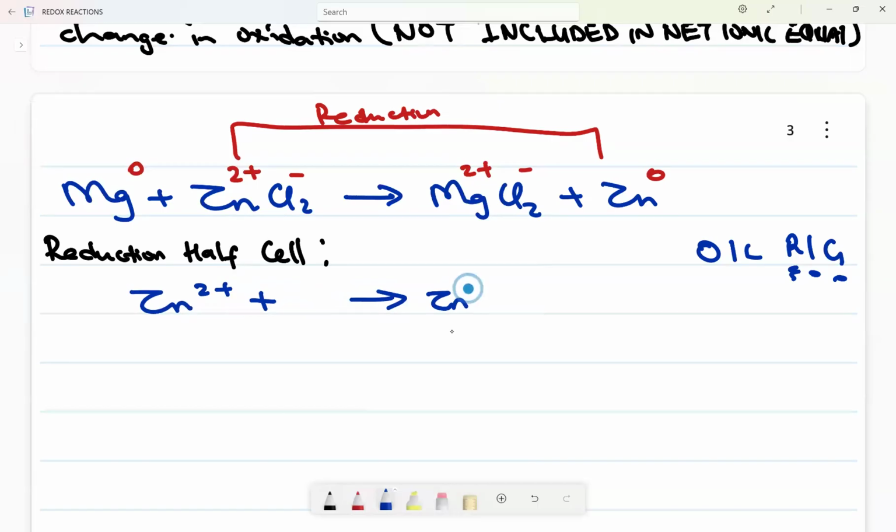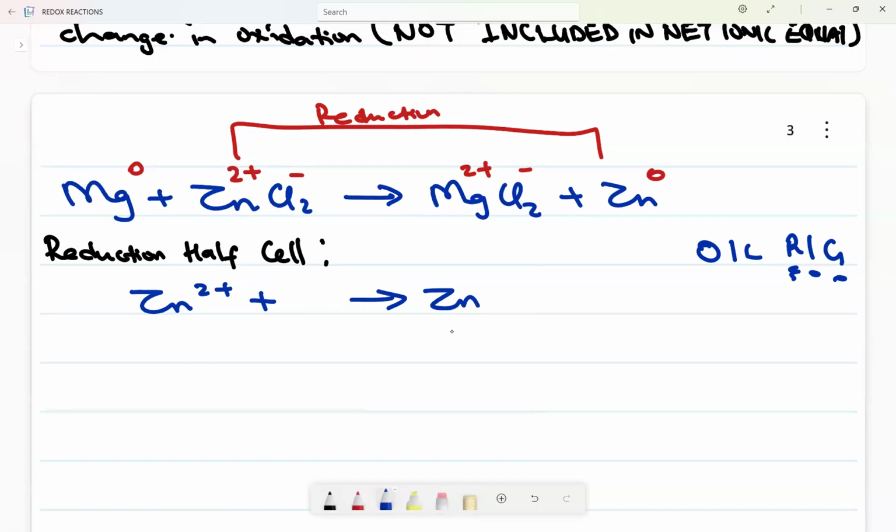Actually, just say zinc 2 plus gained electrons. Which one gained electrons, guys? It is this one. You always start like this, from the reactant to the product. Zinc 2 plus plus something, because it gained electrons. How many electrons, we don't know. It formed just pure zinc.